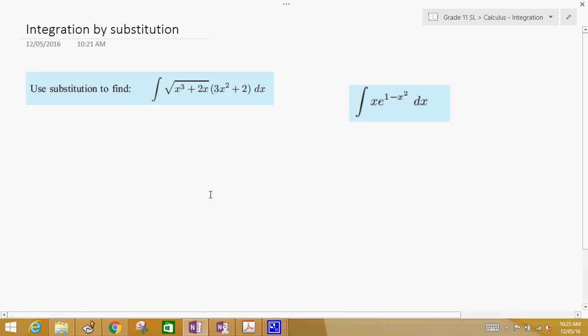Today we're looking at integrating using the method called substitution. What substitution is, is playing around with your equation so it is easier to integrate. So we'll look at two examples and hopefully you get a better feel for this method.